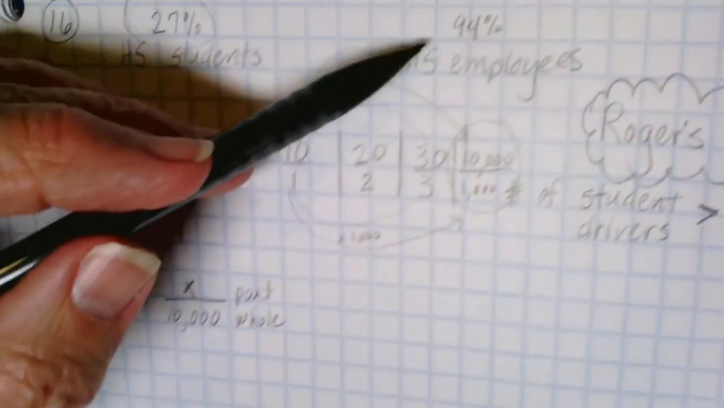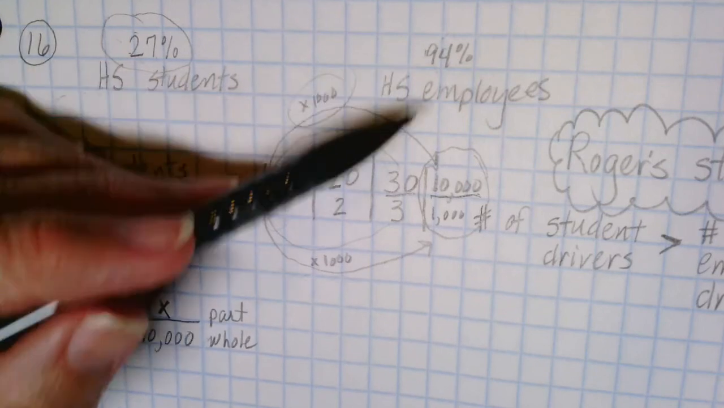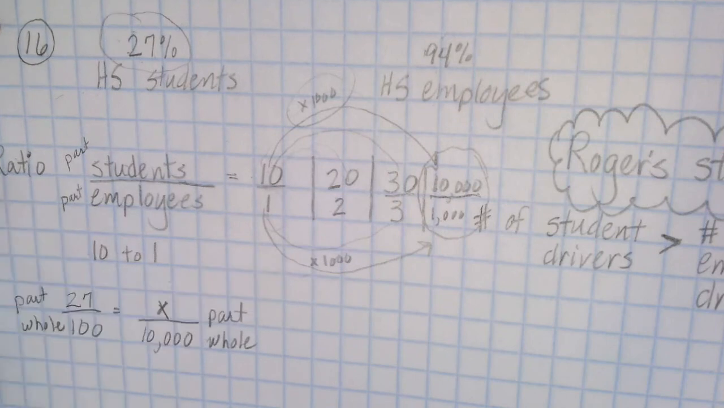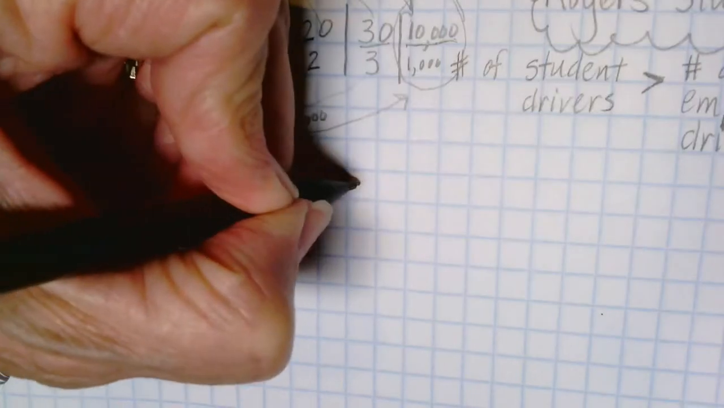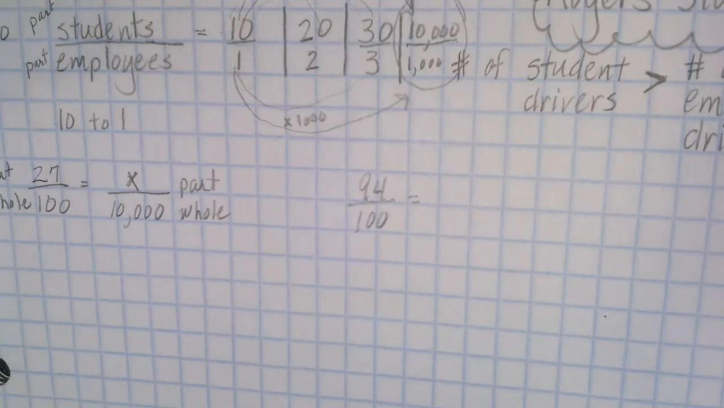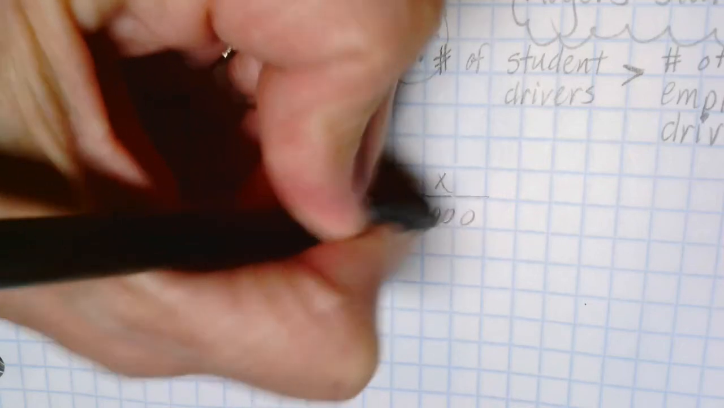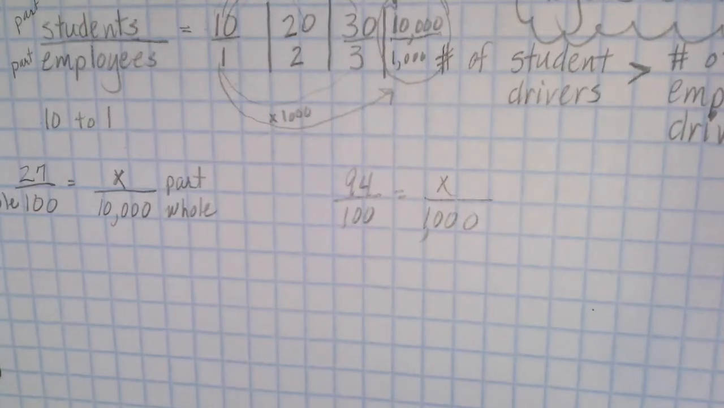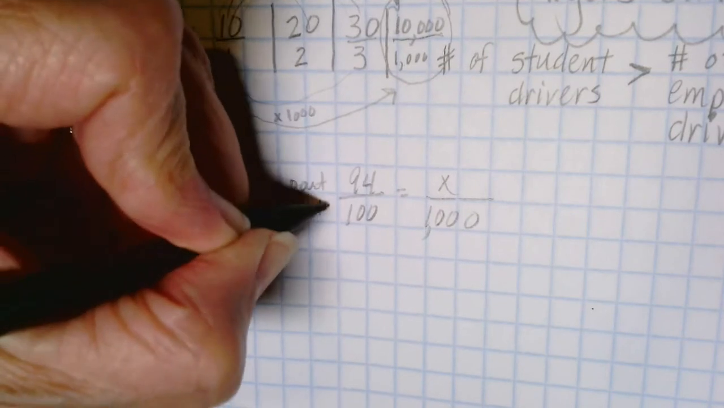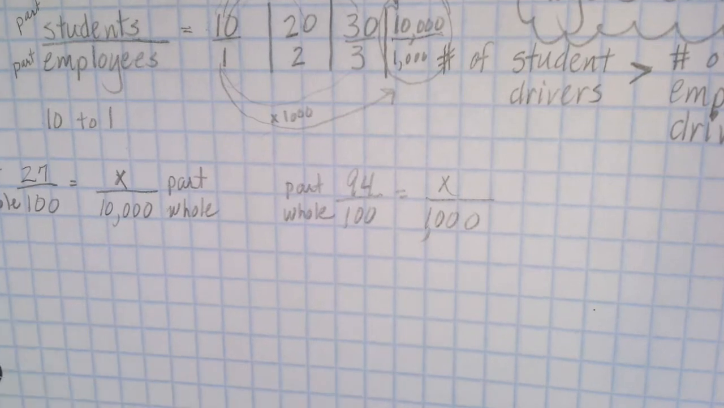My other proportion is going to be using the 94% because that's my employees, and I'm going to use my 1,000. So again, this is my part to whole. And over here, I'm going to find the part of all of the employees who are driving.